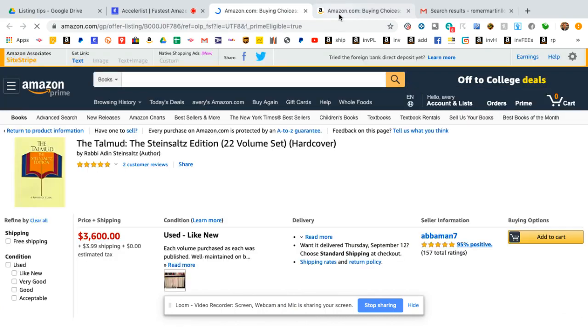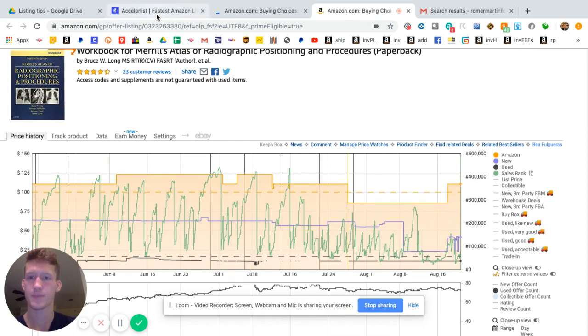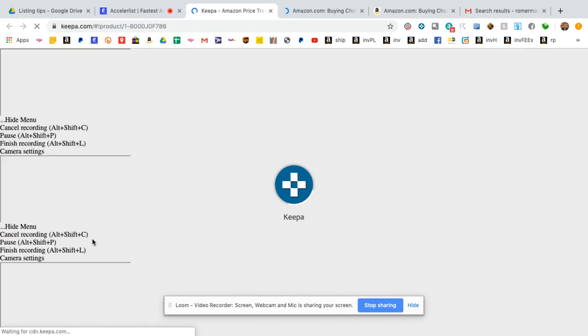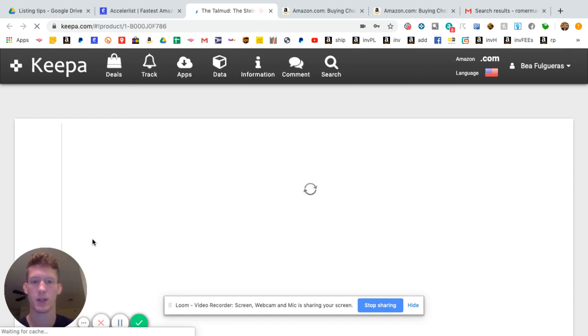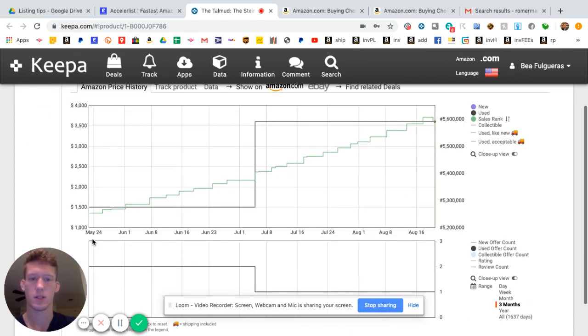So right here, it'll automatically pull it up. Well, let's click on this Keepa icon here. So we're actually going to Keepa.com. You're going to have to have a Keepa account. It's not free. It's $17 a month, I believe. And so let's zoom out a little bit. Let's look at a year.